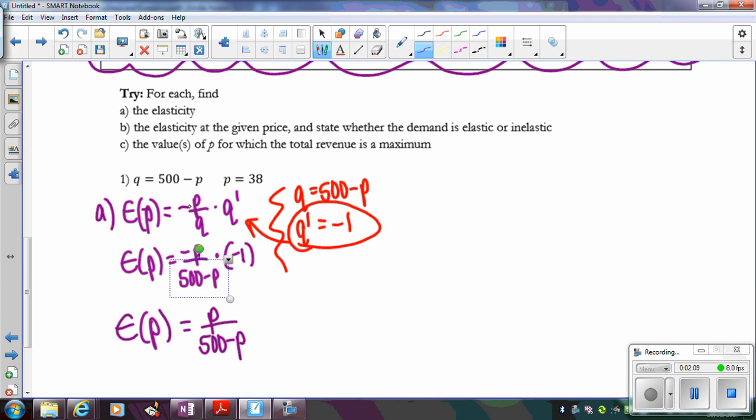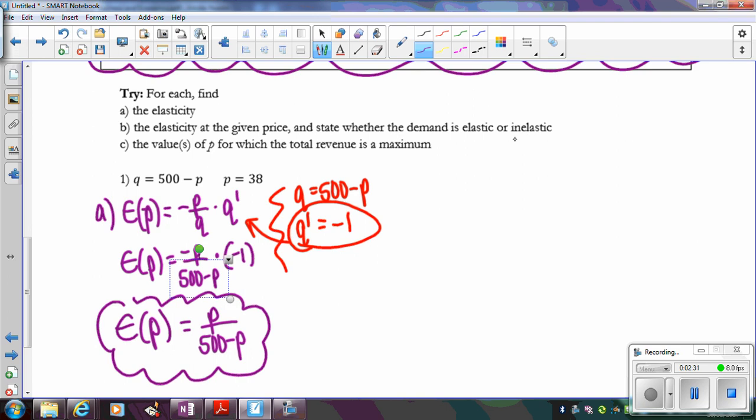And keep in mind that negative doesn't necessarily have to be in the numerator. It can be in the denominator, or it could be out in front. You just need one negative in the fraction. So here's my formula for part A. Then for part B, it says find the elasticity at the given price and state whether the demand is elastic or inelastic.